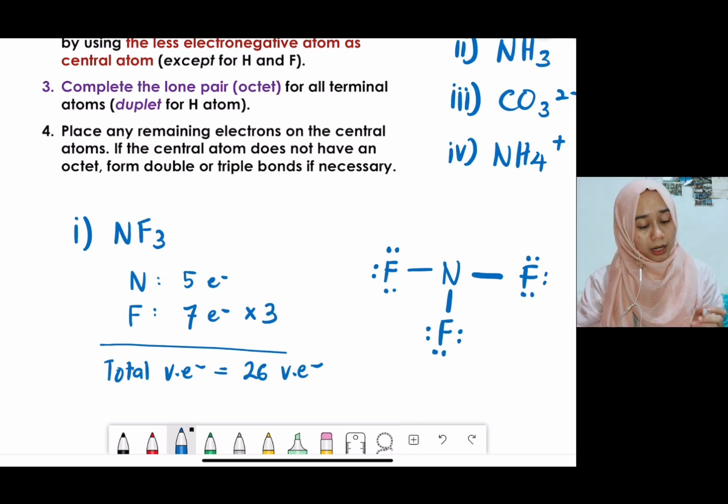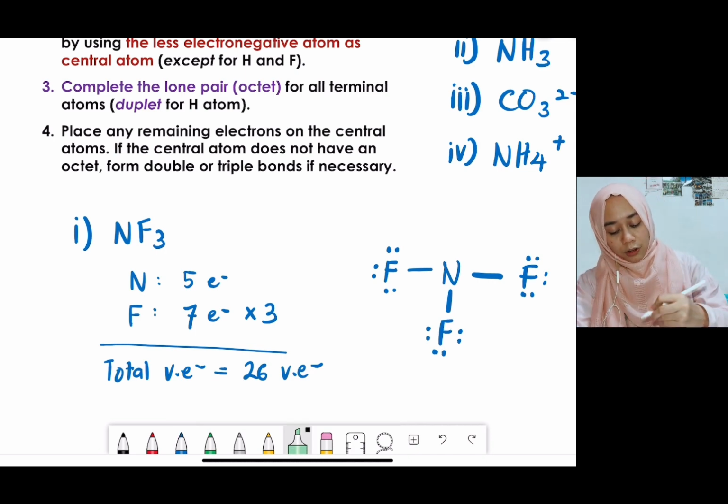Okay, and then it says here, so now since all your terminal atoms has achieved octet, so kita pergi kepada nombor 4. So place any remaining electrons on the central atoms. If the central atom, okay, sekejap. Sebelum kita masuk situ, kita try place any remaining electrons on the central atom dahulu. Bermaksud now you need to calculate.